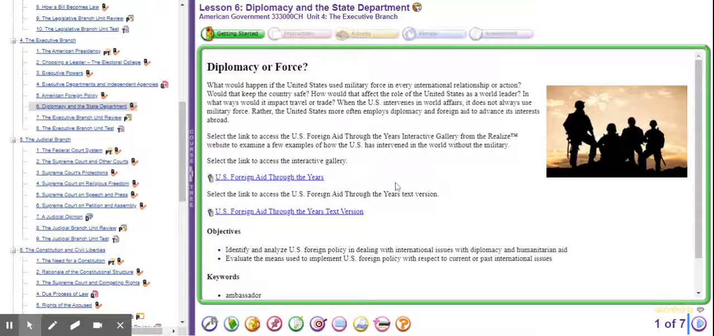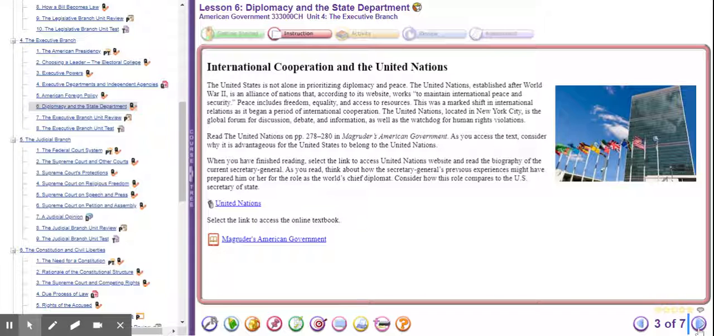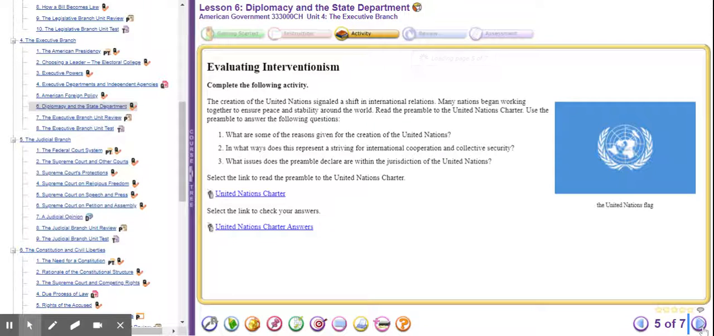Okay. 4.6, diplomacy or force. It talks about, military is not the only way that we interact with foreign countries. We also do it with diplomacy, which is kind of negotiation and relationships, and it talks about how that works. All of that's headed by the State Department. The Secretary of State is the head of that executive department. Secretary of State is a cabinet level position, and they are responsible for interacting with foreign countries. We talked a little bit about the UN. So I read that. Foreign aid. Why is it that we help other countries? Why is it we give aid to foreign countries? So you read a little bit about that.